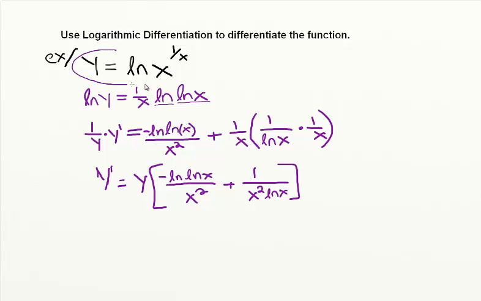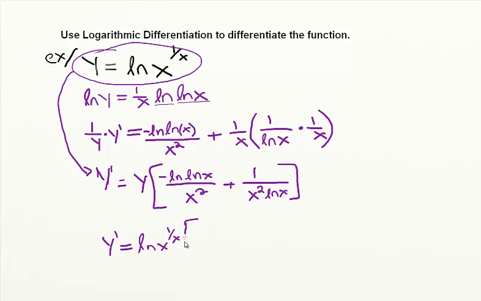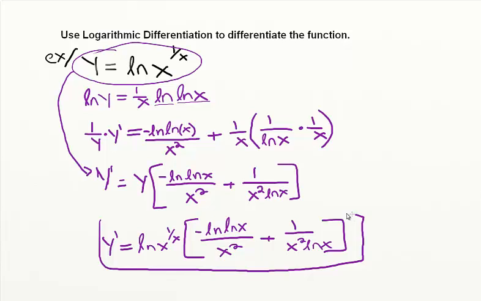We need to take this y is equal to the natural log of x raised to the 1 over x power, and we're going to need to substitute that back in. So we'll get y prime is equal to, our y is the natural log of x raised to that power. Here we could pull out a 1 over x squared, but I'm actually going to leave it because I think it looks a little bit nicer here. So we'll copy down everything. And that's going to be our final answer for the derivative.